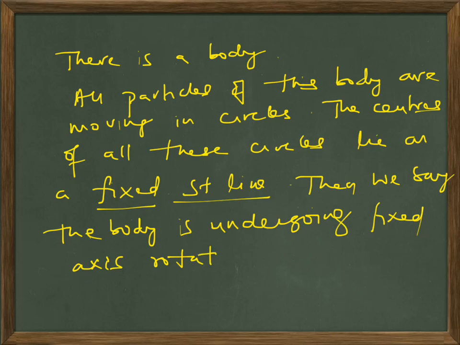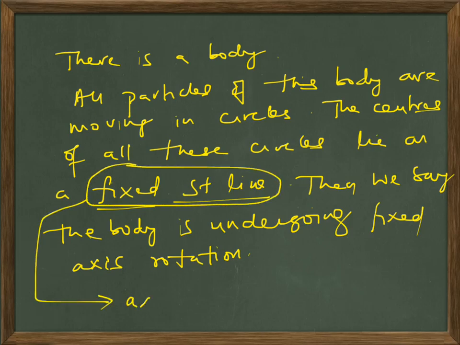What is the meaning of this? And this fixed straight line is also what is called the axis of rotation. So let's see this in a bit more detail. First, all particles of the body must be moving in circles. They must be going in circular motion. That is the number one criterion. Then the centers of all these circles must lie on a single straight line. That is the second criterion. And that straight line should not move. It should be fixed. In fact, that straight line is called the axis.